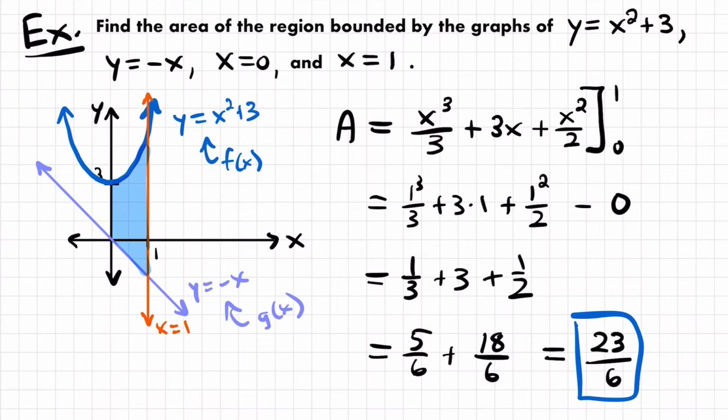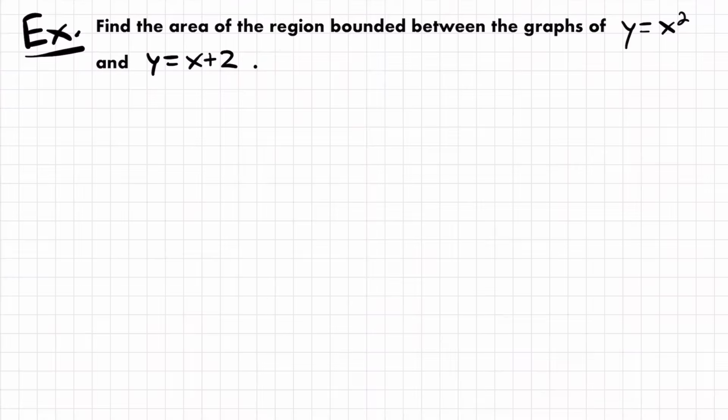And so that is the area of this shaded region between these two functions. All right, and so that is how you can use a definite integral to find the area of a region between two curves. Let's look at another example. So here's our next example.